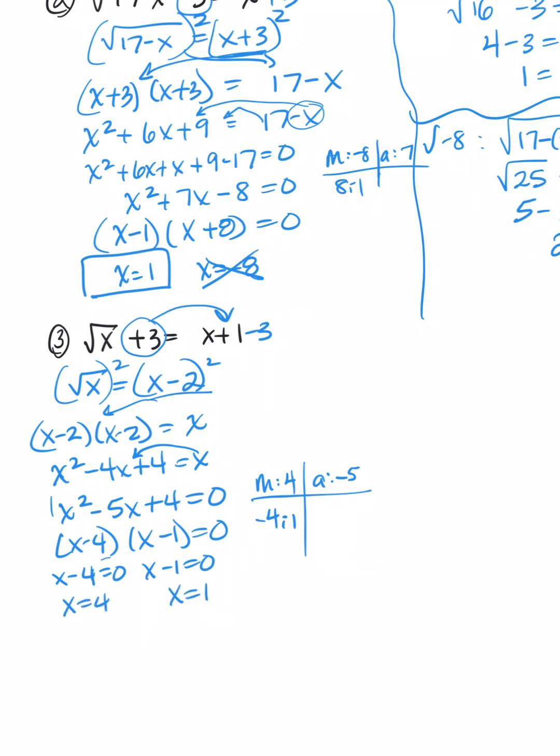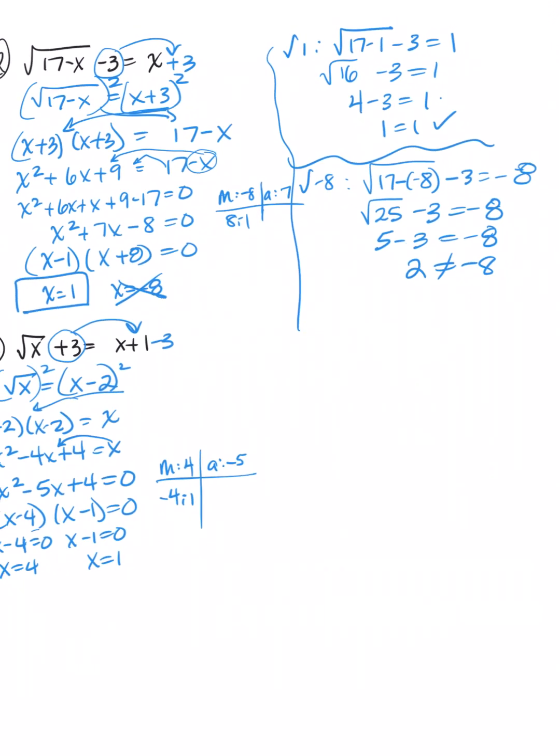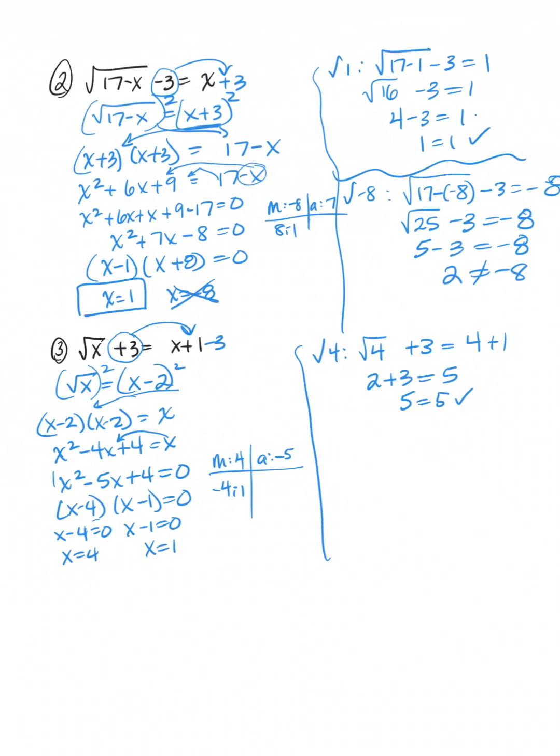All right, so let's find out if these work. Let's check these. So let's check x is 4. All right, so the square root of 4 plus 3, is that equal to 4 plus 1? Well, let's find out. What is the square root of 4? It's 2 plus 3. 4 plus 1 is 5, so 5 equals 5. This one works. So that means that 4 is a good answer.